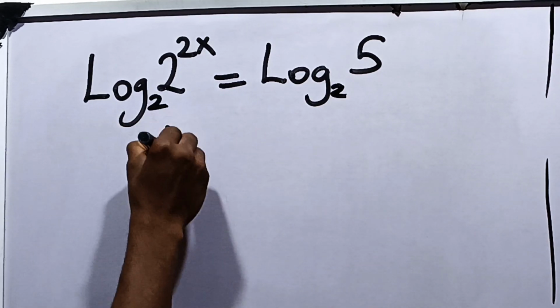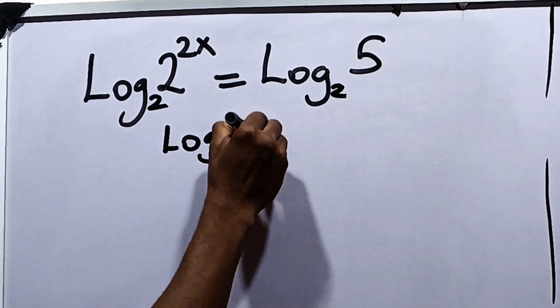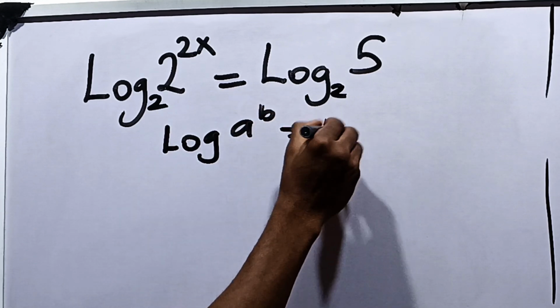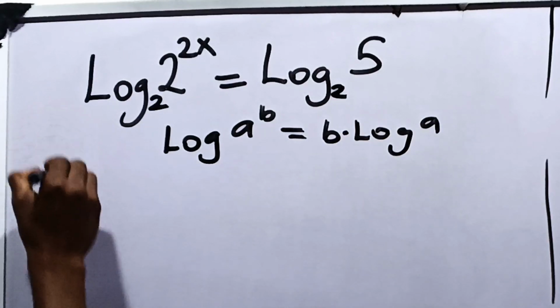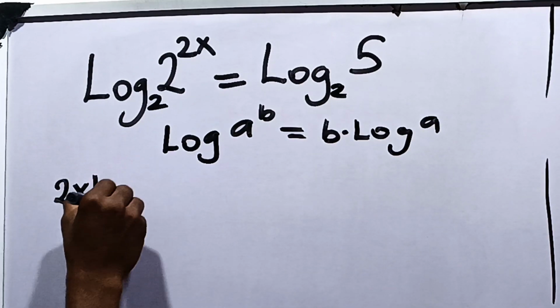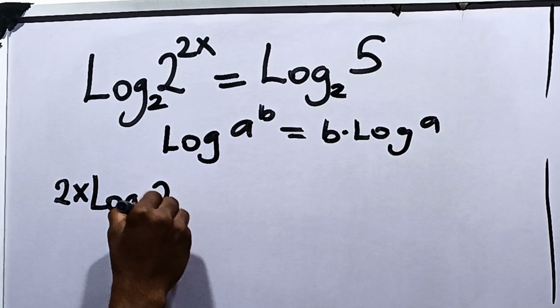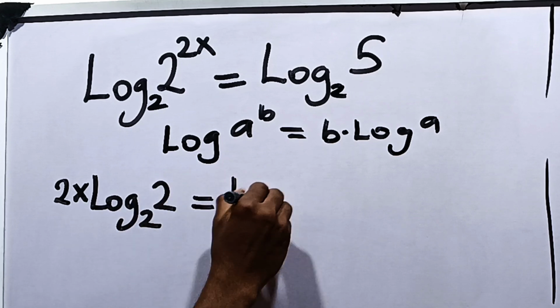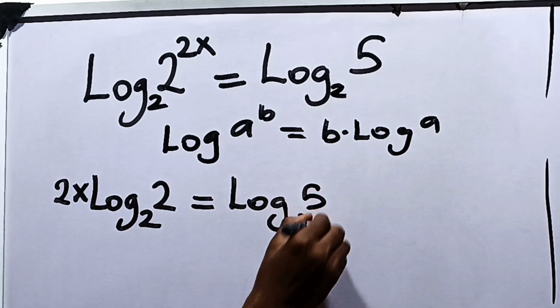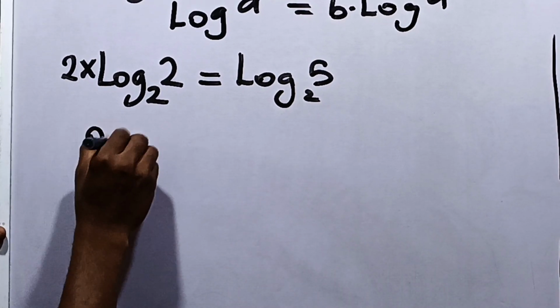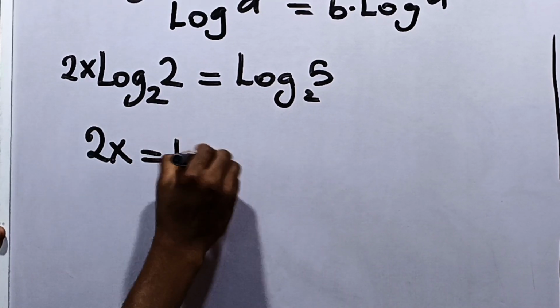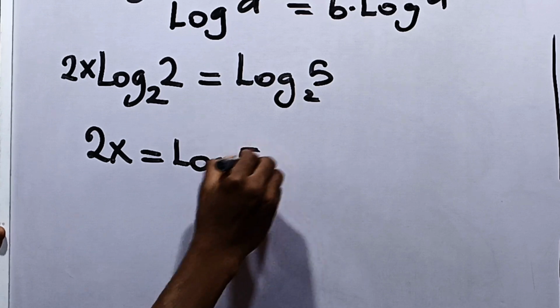Now, when we have logarithm of a to the power of b, it's equal to b multiplied by the logarithm of a. Okay. Now, applying this law here, we're going to have 2x multiplied by the logarithm of 2 to base 2 to be equal to logarithm of 5 to base 2. Okay. Now, logarithm of 2 to base 2 is 1. 1 times 2x is 2x to be equal to logarithm of 5 to base 2.